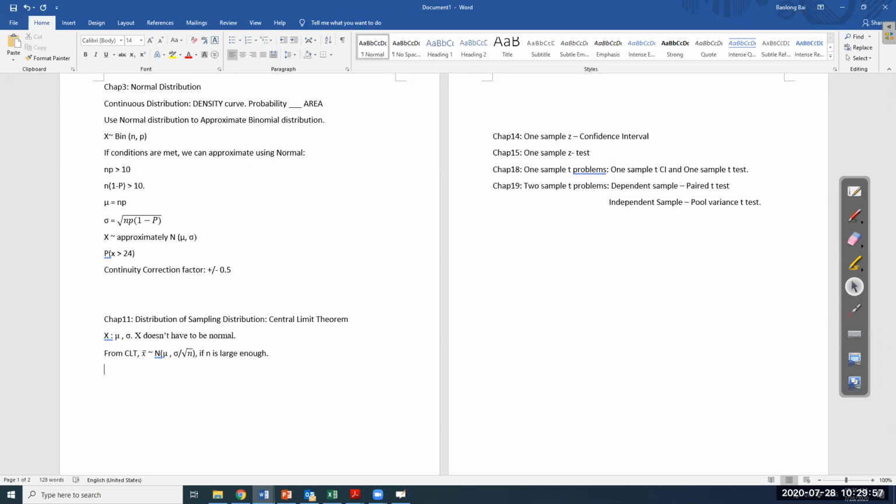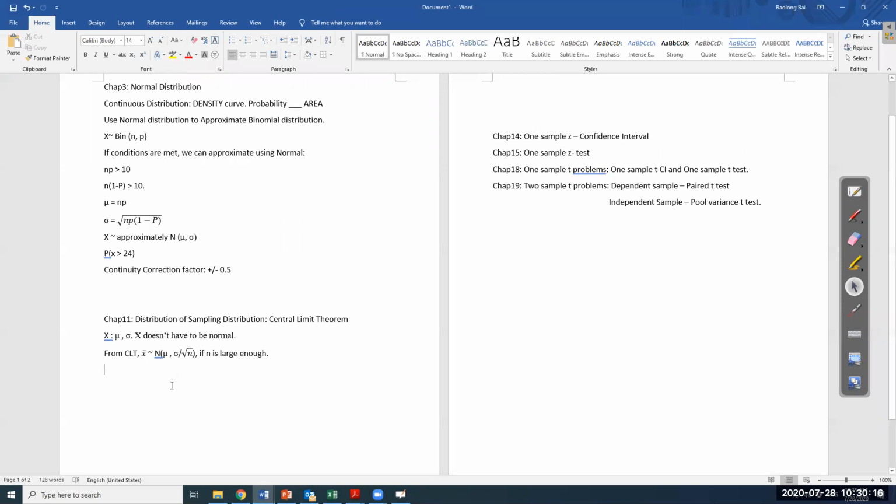Okay, so that's about it in central limit theorem. And in the questions, a lot of students got confused between the word total and average. So let me give you an example real quick.